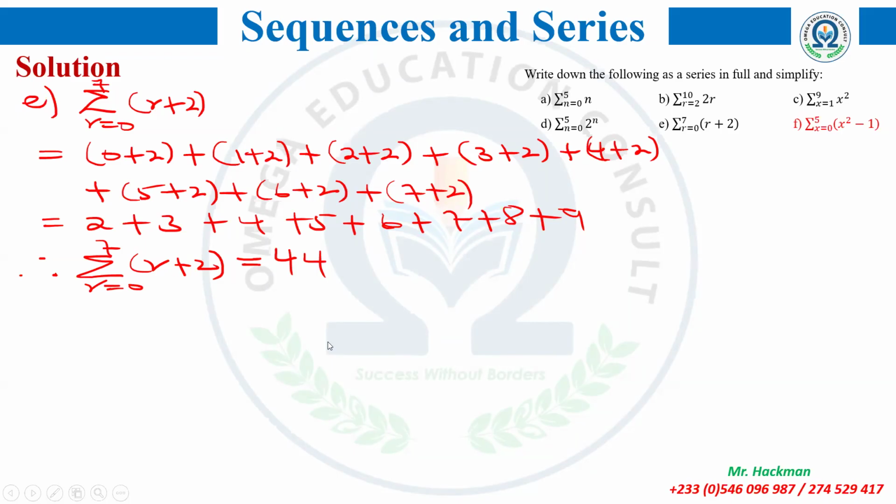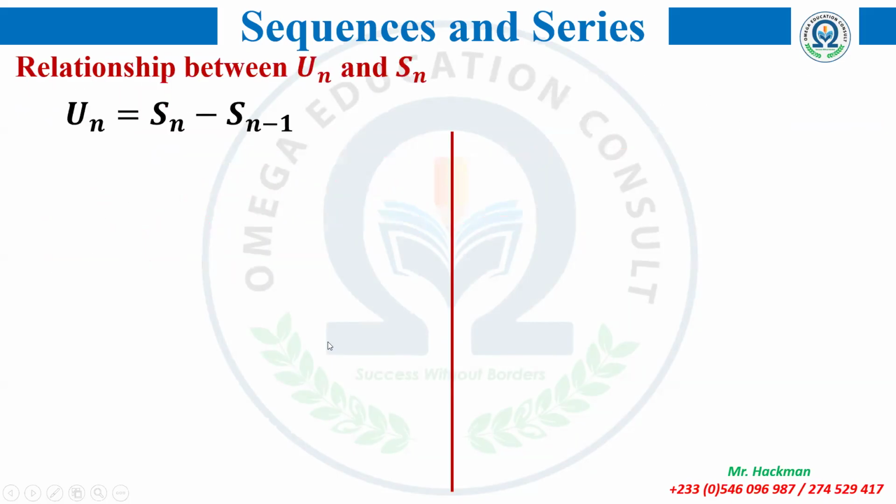Okay, so now let's go and look at the relationship between U sub n and S sub n. But before that, quickly let me ask, are you all fine with the explanation on the summation, the sigma notation, so far? Are you fine?